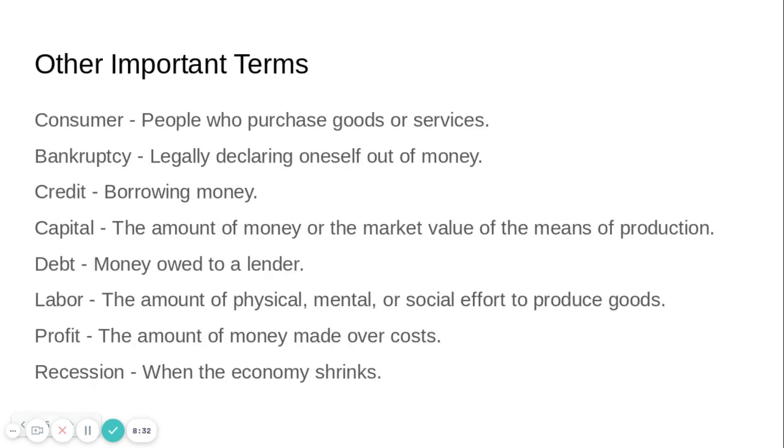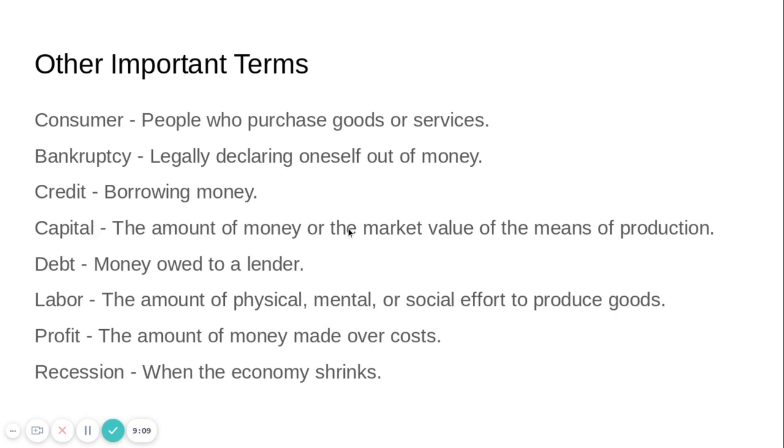Some other important economic terms you're going to need to know about. One being the consumer, which is someone who purchases a good or a service. So you are a consumer if you buy things. Bankruptcy is when you legally declare that you're out of money, and there are certain rules that go into that. Can nations be bankrupt? Yes, that can happen, and there are laws and ways that works too. Credit is borrowing money, so you can borrow money from the bank. There's actually a World Bank that's run by the World Trade Organization. The World Bank's run independently, where nations can borrow money. So credit is borrowing buying power.